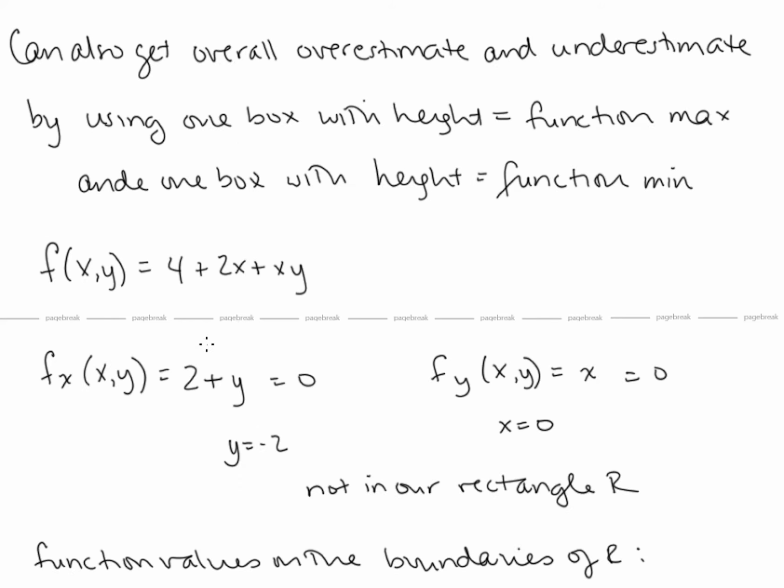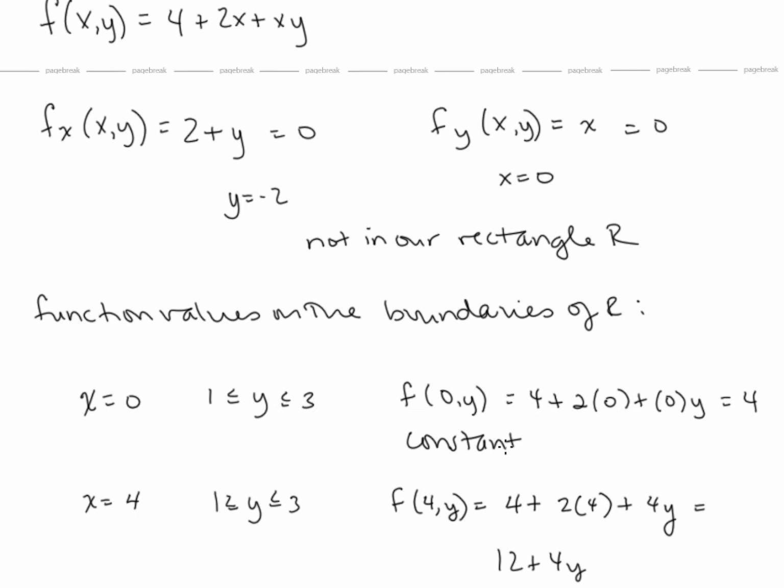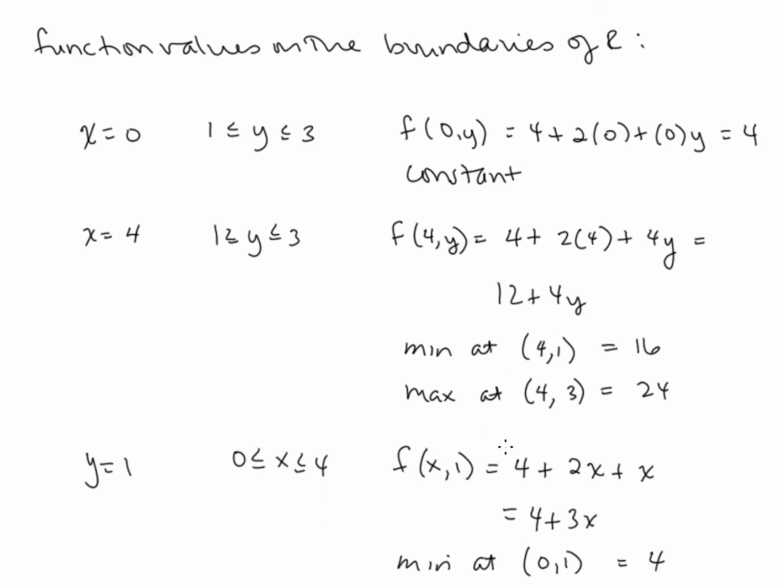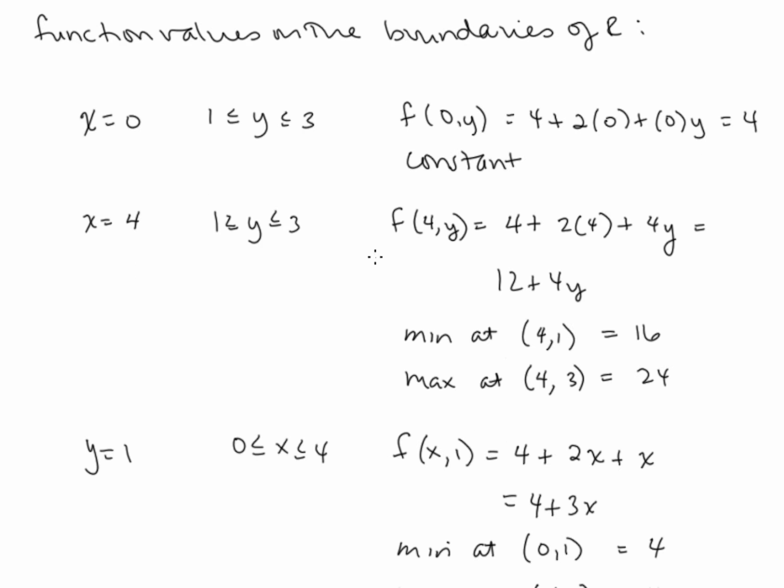So we take a look at our first partials, set them equal to 0 so we can find any critical points within the rectangle. But here we notice that the only critical point we find is not in our rectangle. So that says the absolute extrema we have for this surface over this rectangle are going to be along the boundaries. So we need to check values for f along the boundaries.